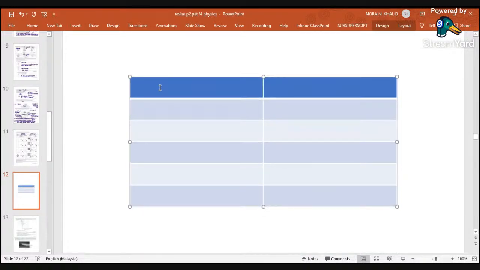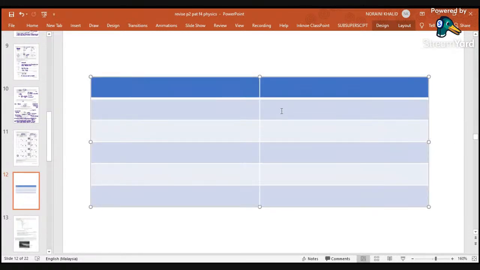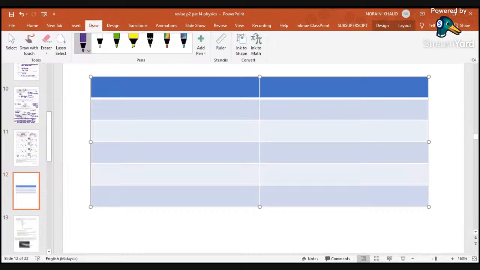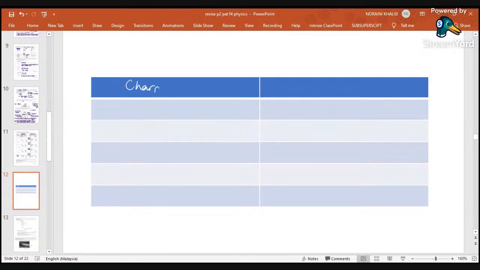So this table, this section B is about the characteristic of a material given, and then you need to give a reason for your choice. So this one will be characteristic and reason.